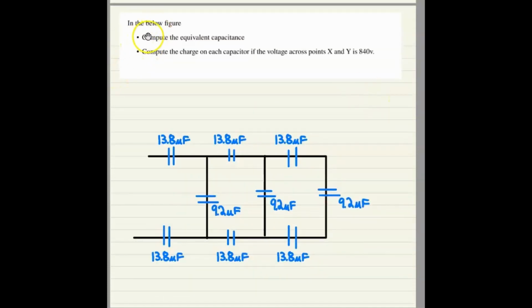Problem number 2 says, in the below figure, compute the equivalent capacitance, and compute the charge in each capacitor if the voltage across point X and Y is 840 volts. I didn't label the X and Y here, but we have to assume there's a battery, an 840 volt battery, which is connected between these 2 points. This can be X and this can be Y. All of these capacitors on the top and bottom are 13.8 microfarads, and the capacitors in the center are 9.2 microfarads. You may want to pause the video and see if you can do this on your own.